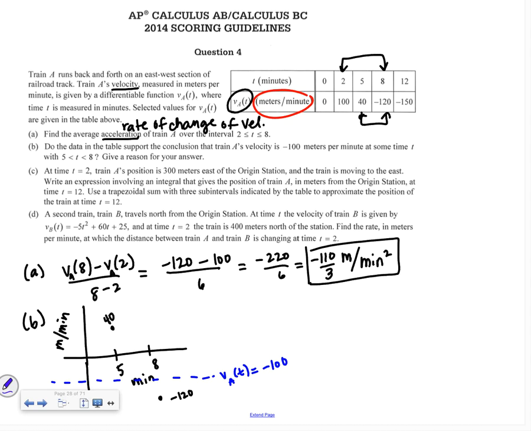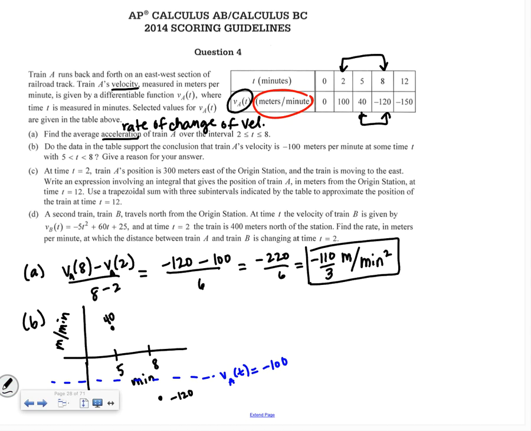It has to cross that line because it has to be a continuous function. So if you think about velocity in general, you're never going to go from 55 miles per hour to 60 miles per hour without going through every single one of those values in between. And it's the same for this. We can't go from 40 meters per minute all the way down to negative 120 meters per minute without going through negative 100 meters per minute. So yes. So we would need to write that out.